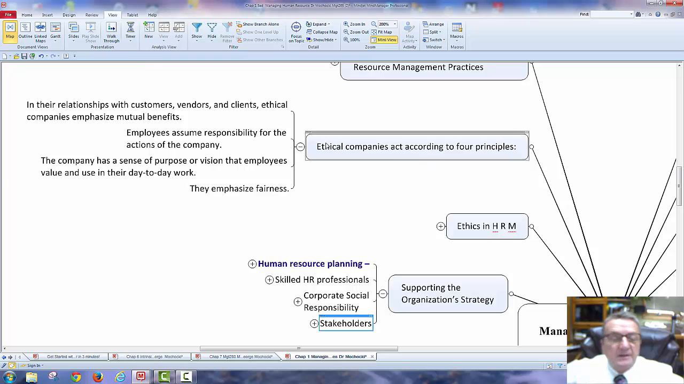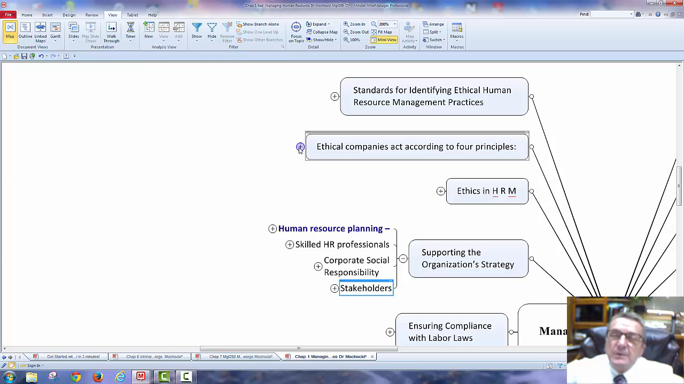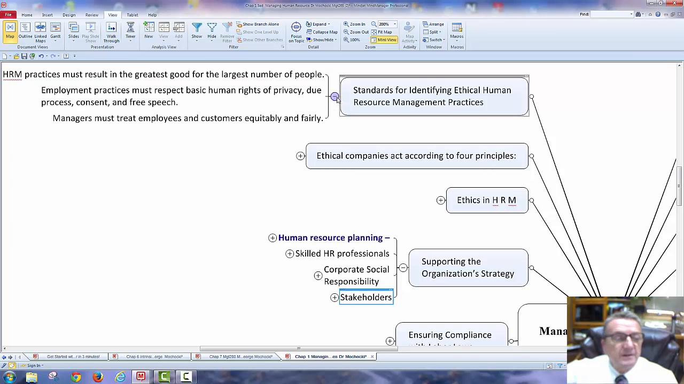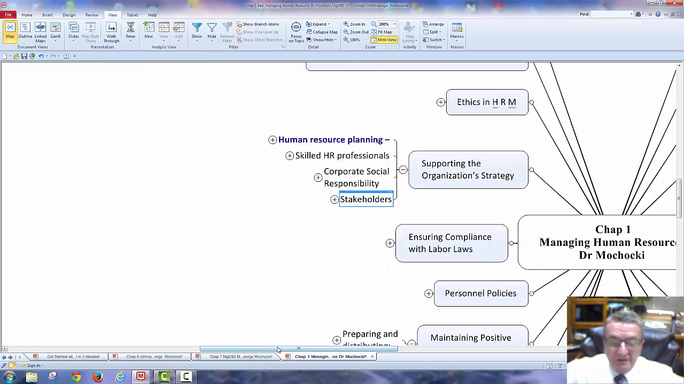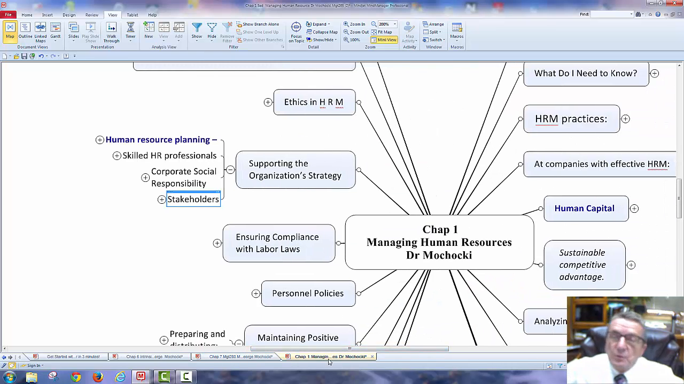Ethical companies act according to principles and assume responsibility for actions in the company. Remember, HR, you make sure that the management, the people you bring in, are ethical and follow the code of ethics that you have. And the standards for identifying employment practices, respect for human rights, these are the basic ones. All right? Well, that's it for this first chapter. And again, you're doing well.